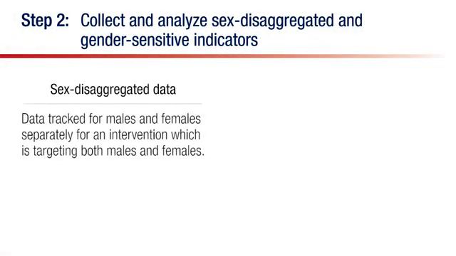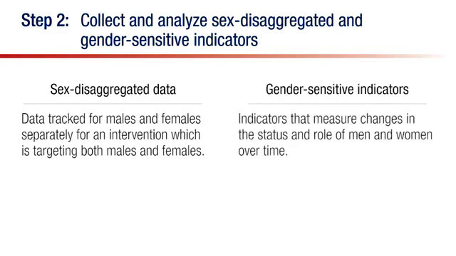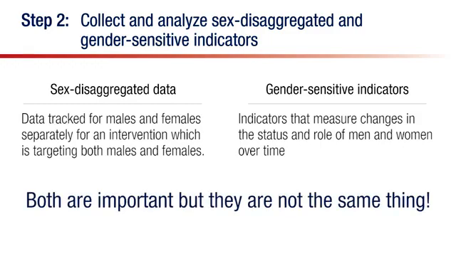The second step in our approach is to collect and analyze census aggregated data and gender sensitive indicators. These are different. Census aggregated data are data that is collected and presented separately for both males and females. It allows teams to identify quantifiable differences for men, women, boys, and girls. For example, nutrition status, education outcomes, or retention in care for both males and females. Gender-sensitive indicators are different. They measure things like male partner involvement in antenatal care or mothers-in-law educated on maternal and child health issues. These gender-sensitive indicators measure changes in the status and role of women and men over time.